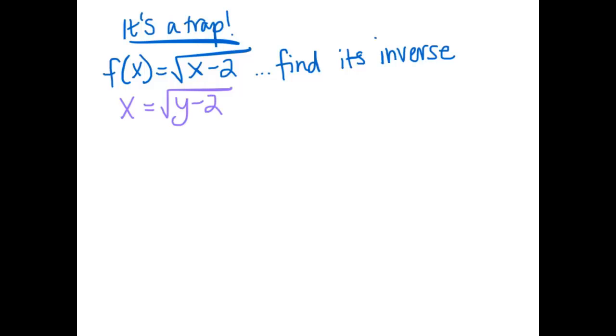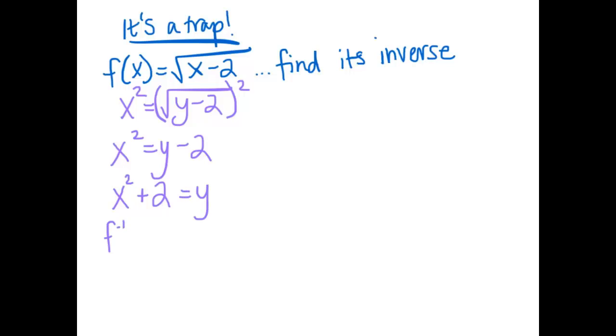To undo the square root of something, I know I have to square both sides. x squared equals y minus 2. And now I have to add 2 to get y by itself. So according to this, if f(x) equals the square root of x minus 2, then f inverse of x equals x squared plus 2. Algebraically, no problems, but let's be careful.